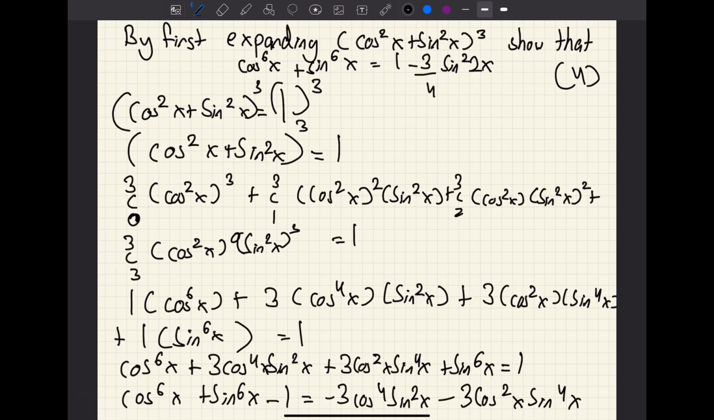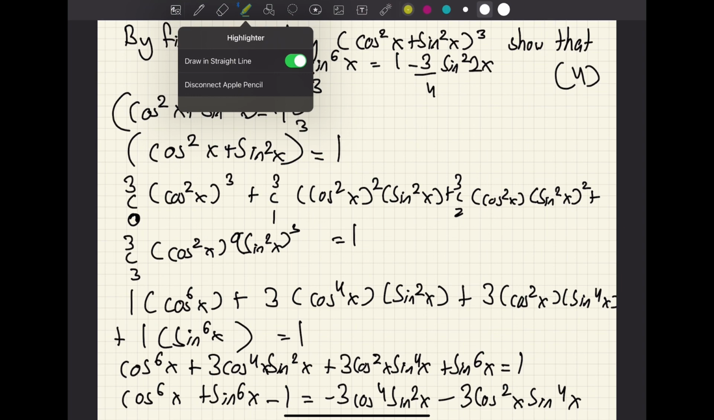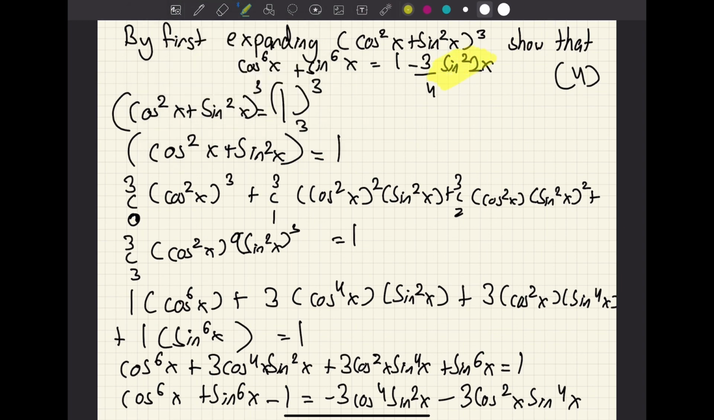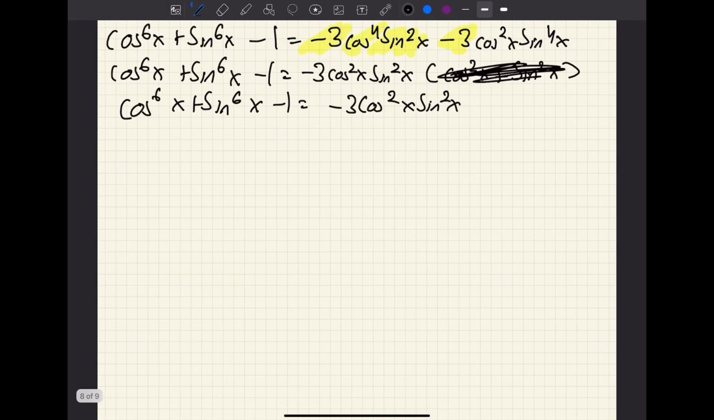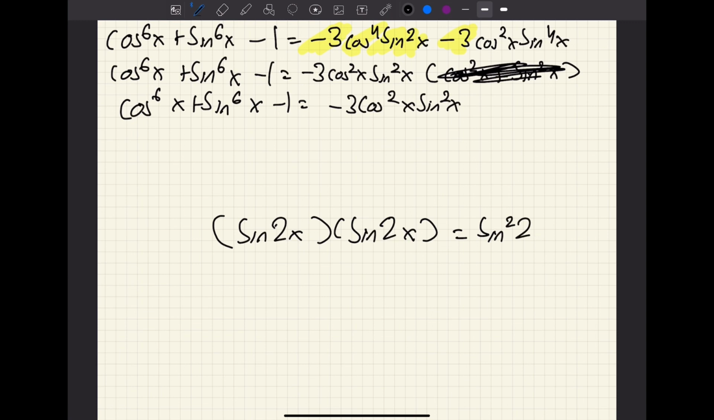And look at this equation over here. It's not sin^2 x, it's sin^2 2x. And I told you in the previous video that sin 2x times sin 2x is the same as writing sin^2 2x. So how can we convert whatever we have over here into sin^2 2x? I'll show you right now.